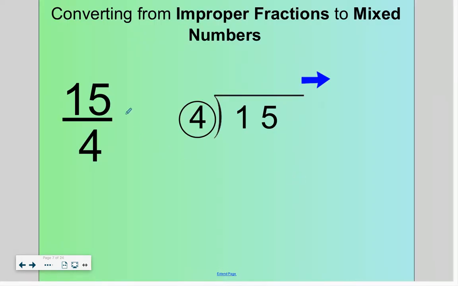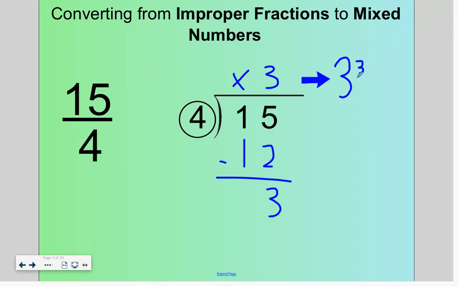If we want to convert 15/4 from an improper fraction into a mixed number, 4 can't go into 1, but 4 can go into 15 3 times. 3 times 4 is 12. 15 minus 12 is 3, and we end up with an answer of 3 and 3/4.